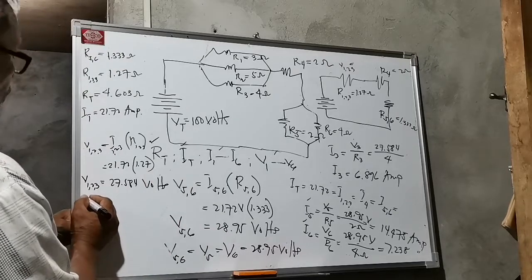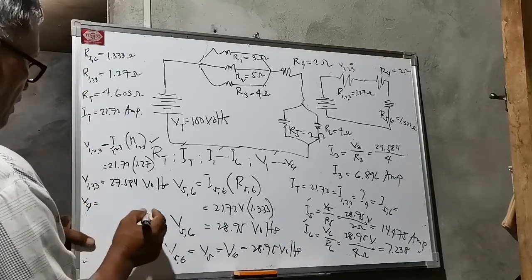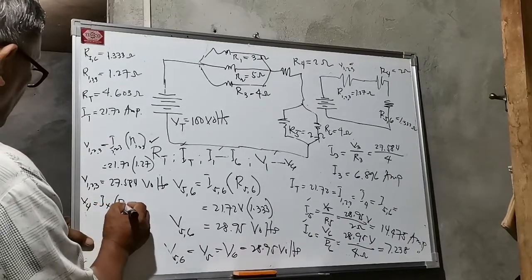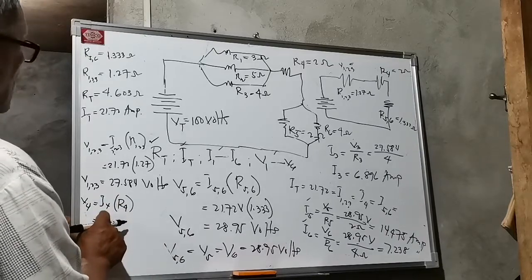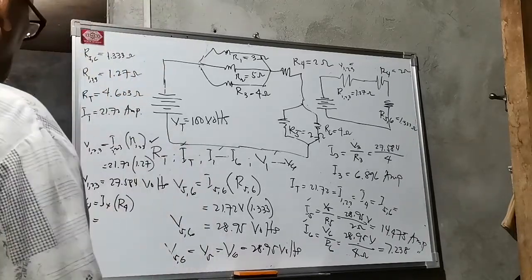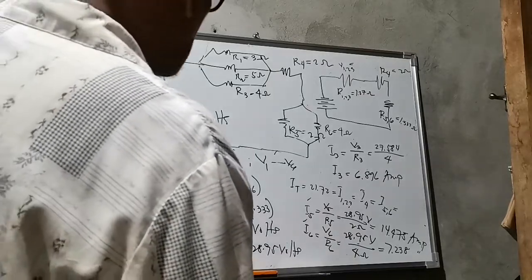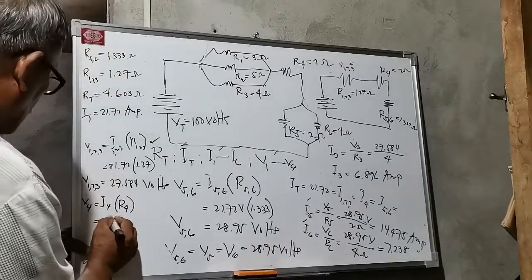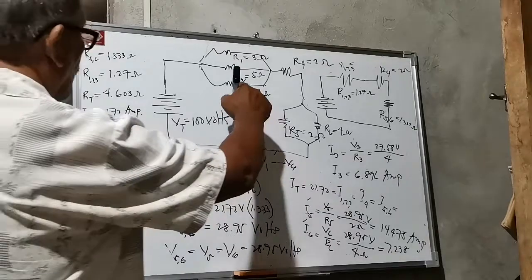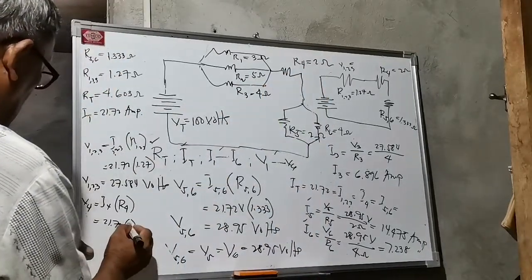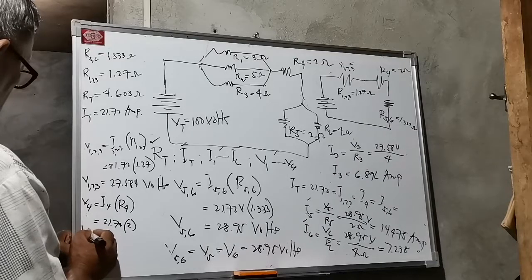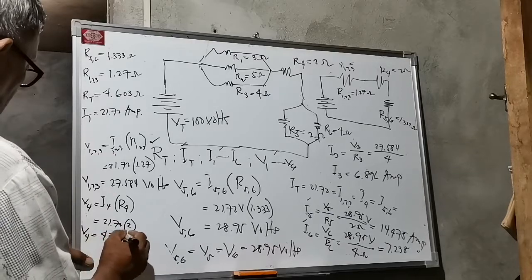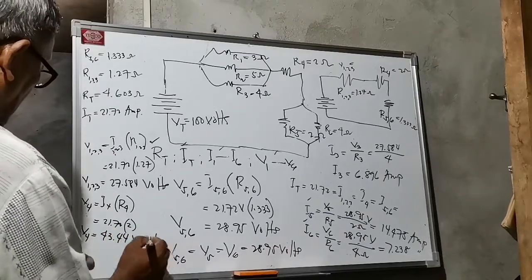Okay, V4. We can solve now for V4, I4 times R4. Do we have the value of I4? I4, this one, 21.72. 21.72 times R4, 2 ohms, will give us 43.44 volts.